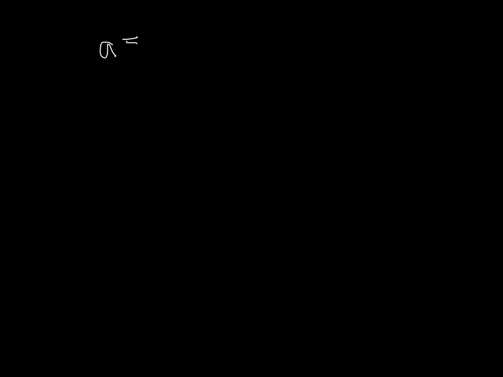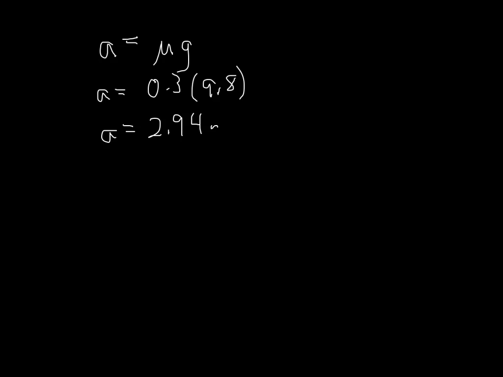a is equal to mu times g. What is mu? 0.3. And g is 9.8. So our acceleration is equal to 2.94 meters per second squared. Where do you get the mu from? It's given. They tell us in the problem.